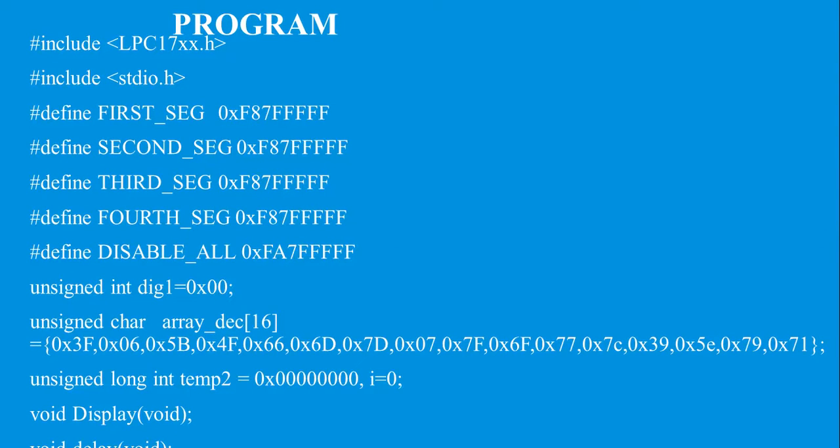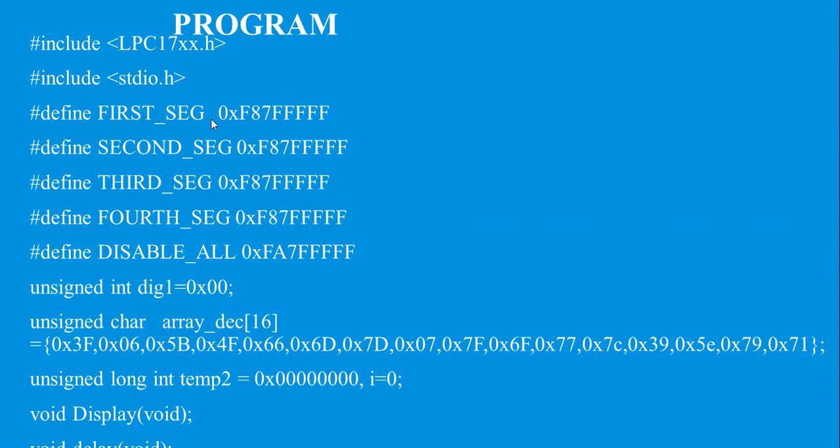Now let us look into the program. The first couple of statements include the header files. One header file is lpc17xx.h, where all the registers pertaining to the LPC1768 are defined. The next one is the standard input output header file, and after that we have declared 5 global constants, namely first_segment, second_segment, third_segment, fourth_segment, and disable_all. For these, a constant value is assigned.